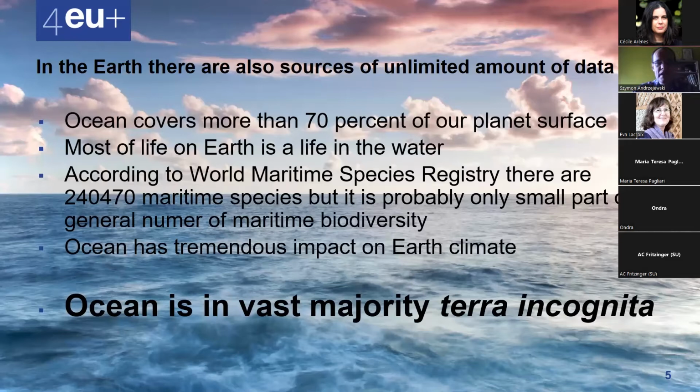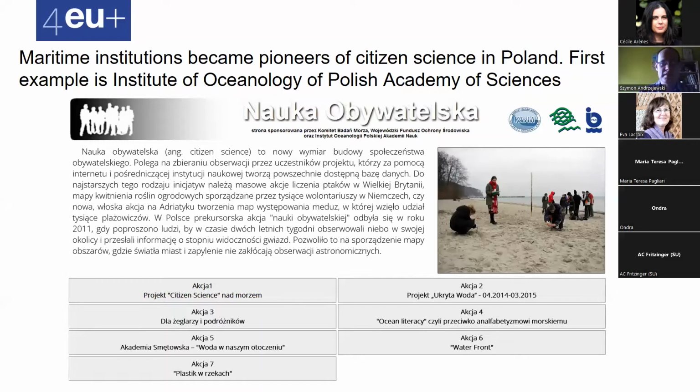In Poland, there are some institutions that are pioneers of citizen science, and it is very important that those pioneers are from the region that I live in, the Pomorskie region in Gdańsk. One of these pioneers of citizen science in Poland is a maritime institution, the Institute of Oceanology of the Polish Academy of Sciences. They started their research together with citizen scientists, with normal people, back in 2008 when they started to make BioBliss.